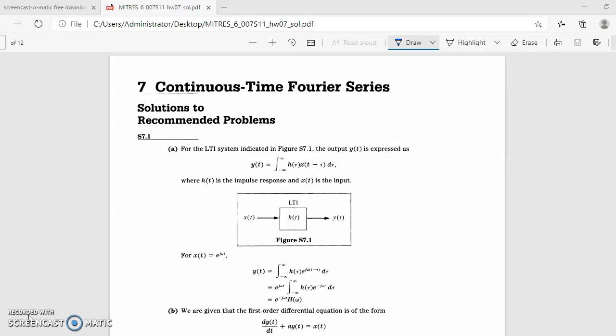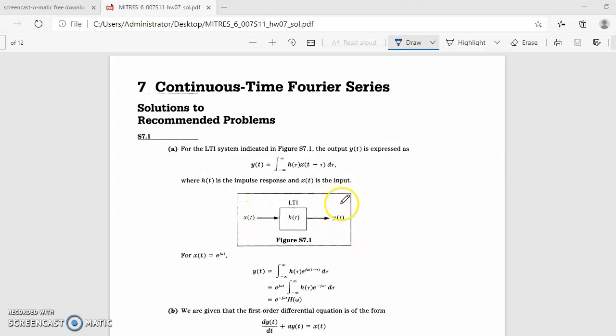The output y of t is expressed. We know the formula: y of t is equal to the integral from minus infinity to infinity of h of tau x of t minus tau d tau, where h of t is the impulse response and x of t is our input. So the linear time invariant system is h of t. The input gets transferred to y of t.